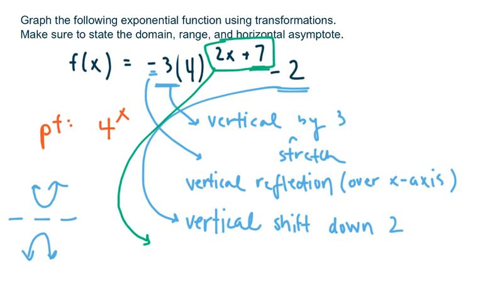So the first thing I'm going to look at is the plus 7. Now, everything in the exponent is opposite. That means opposite order of operations and opposite operation. So not only are we going to do the addition first, but it's actually going to be subtraction. Subtracting 7 would be a horizontal shift to the left 7. So that's a horizontal shift left 7.